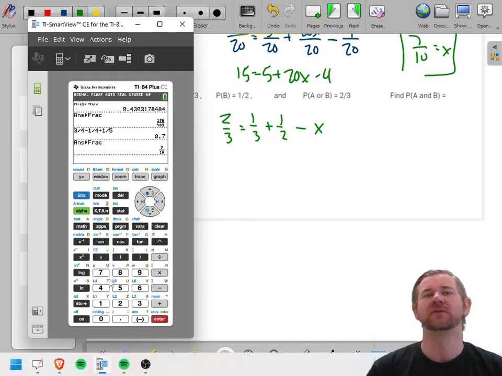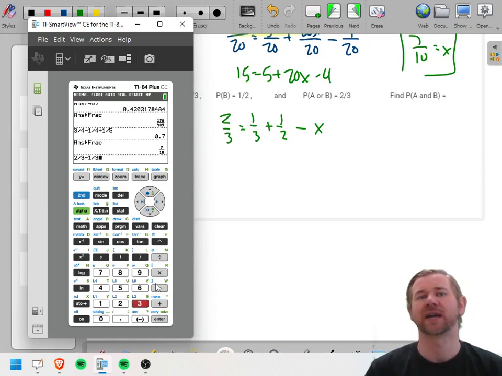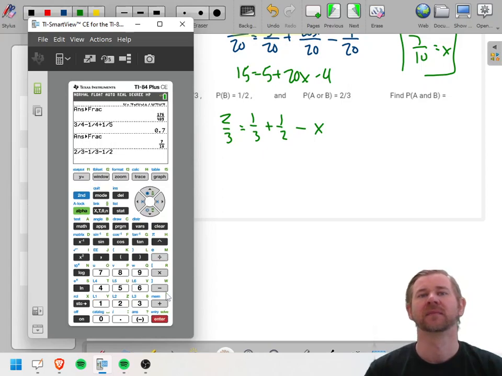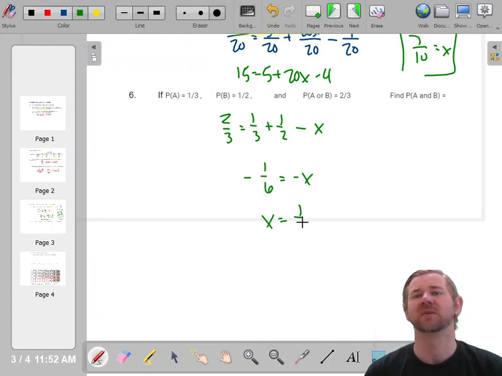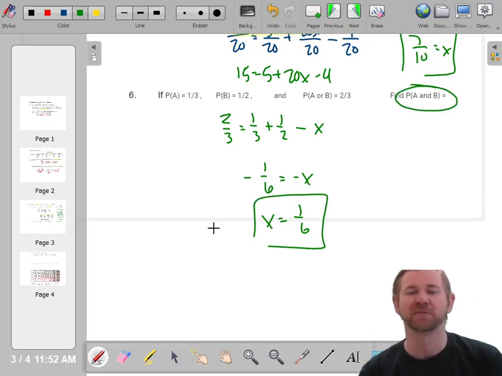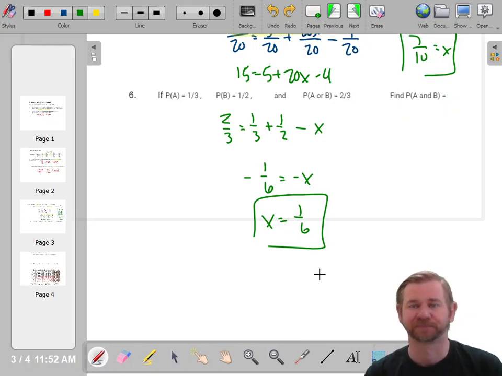Okay, so I'm going to do 2/3. I'm going to subtract 1/3. That's 1/3. And then I'm going to subtract 1/2. And you get, what is that as a fraction? Math frac. Negative 1/6. Negative 1/6 equals negative X, so then X is 1/6. That means the overlap, the probability that they're both happening, is 1/6.